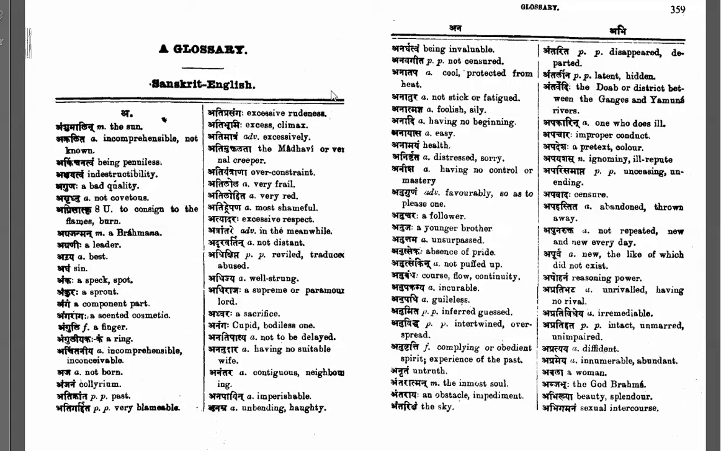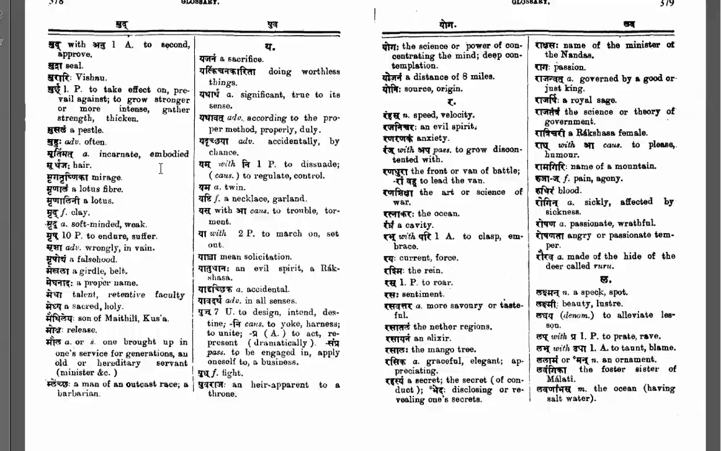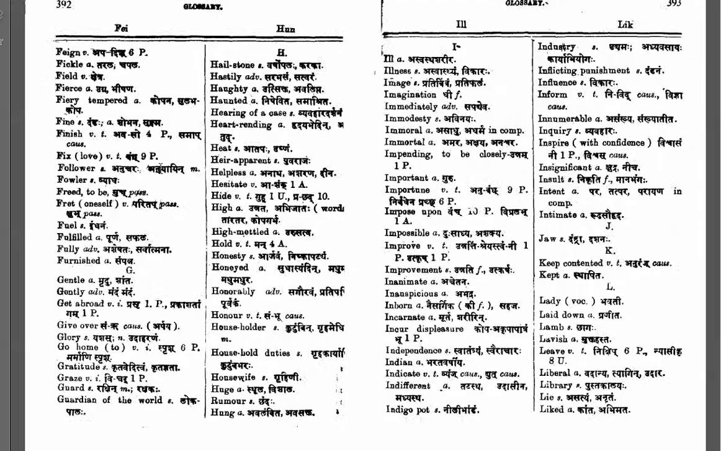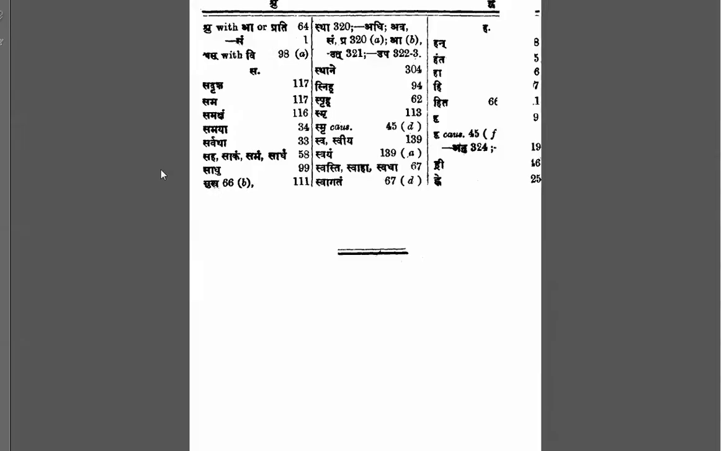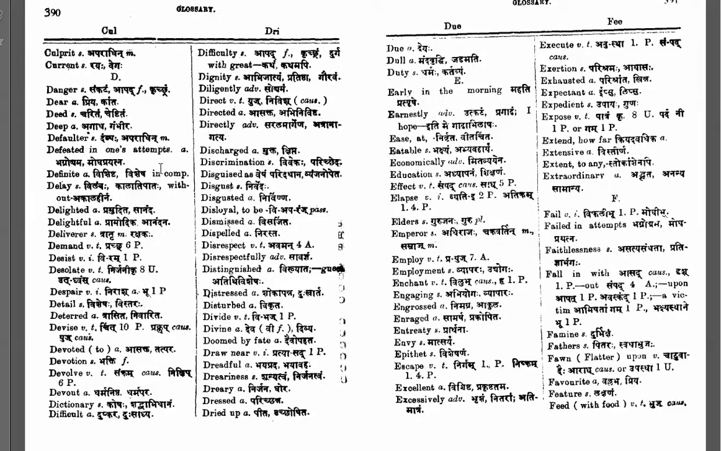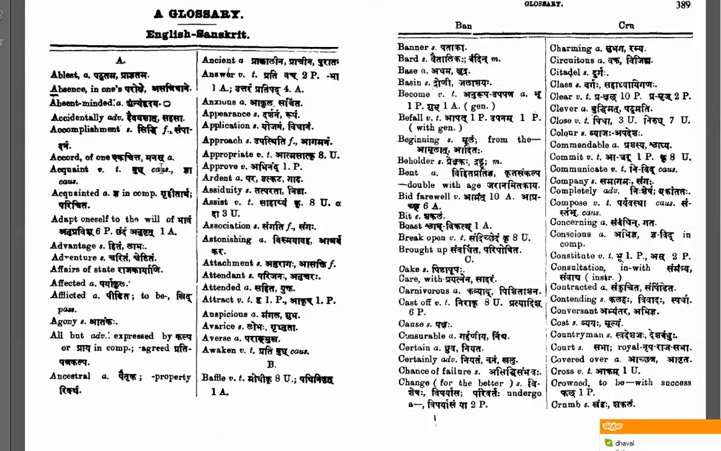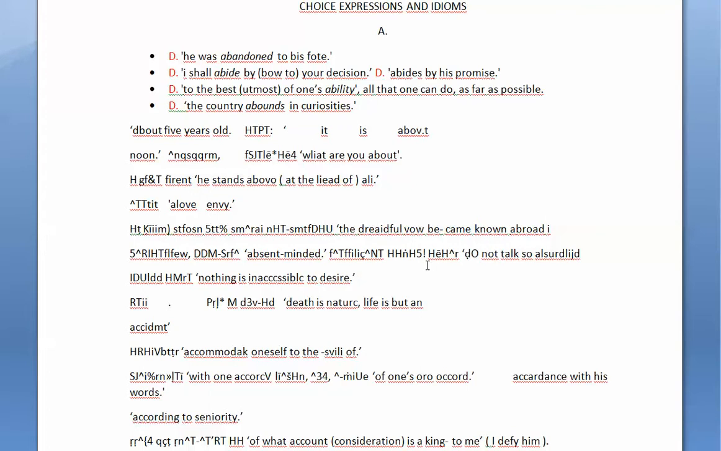So the Devanagari is lost, and what we'll have is text in two columns. It's not a big one, still a very important one, and an English Sanskrit glossary. We have most of the text translated into Russian, but we don't have these pages. We don't have the glossary, the choice expressions. And this is where we need help.